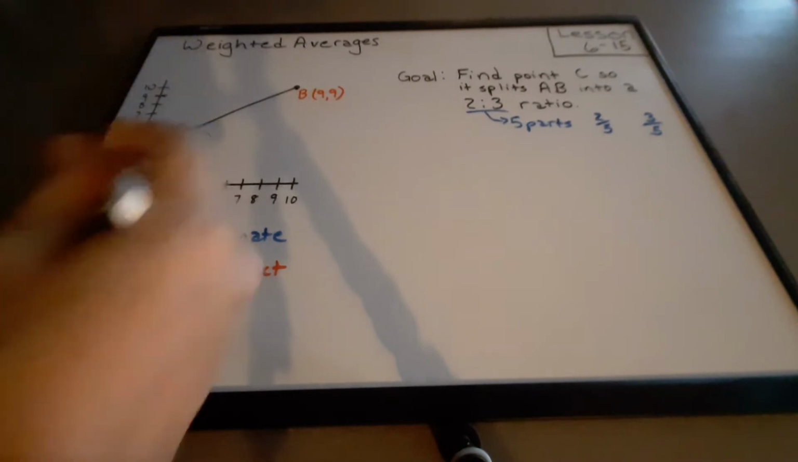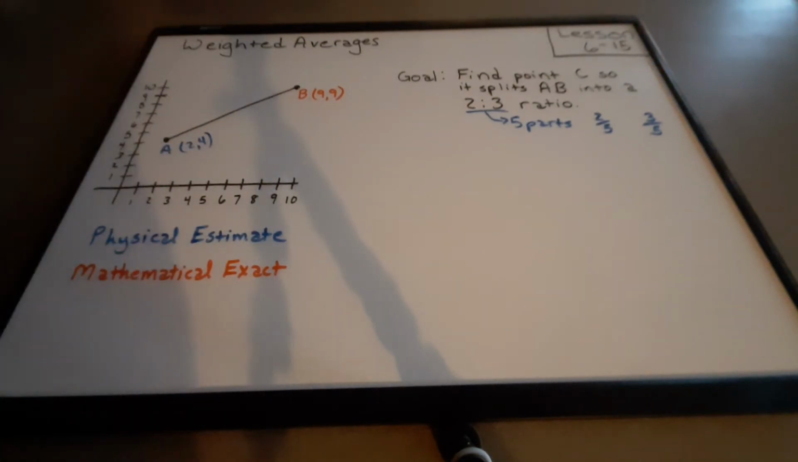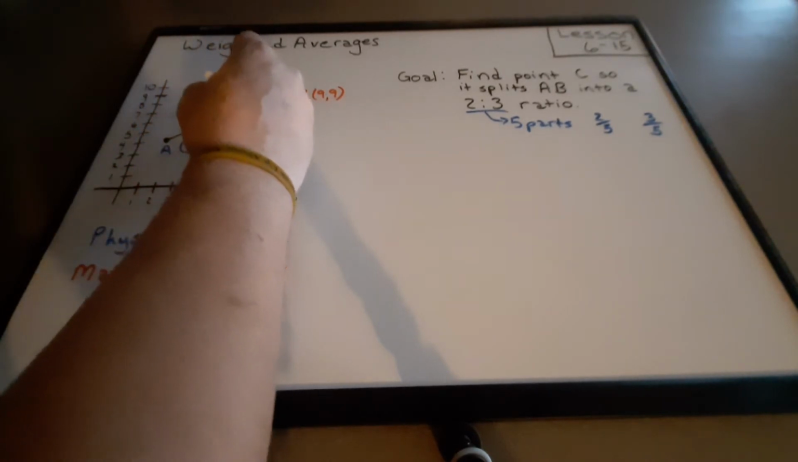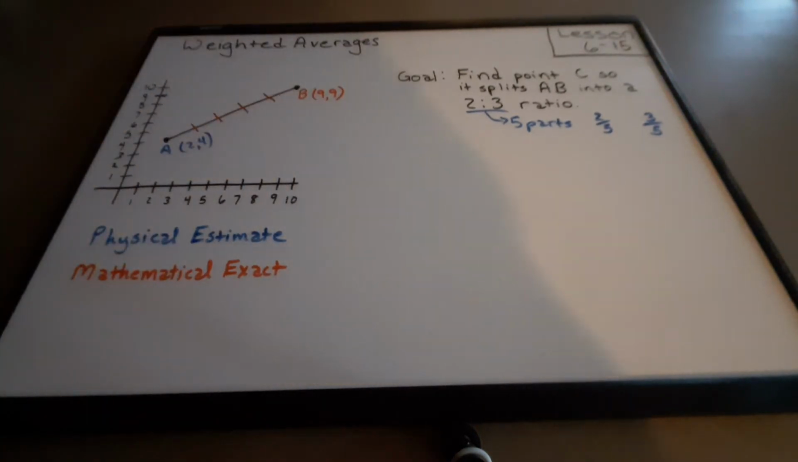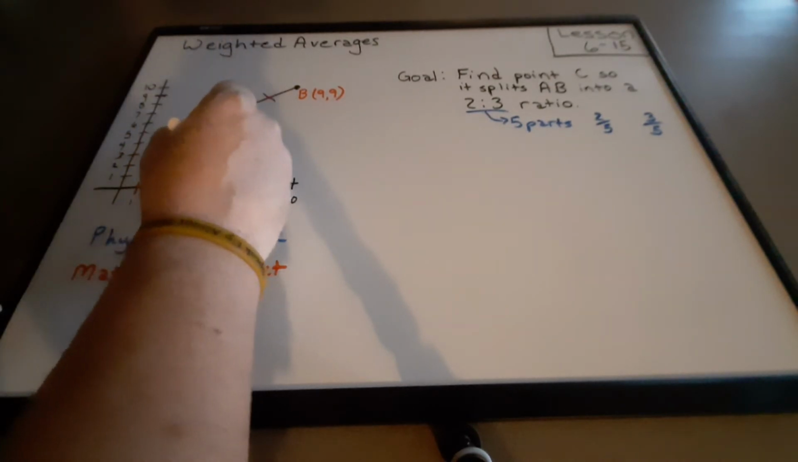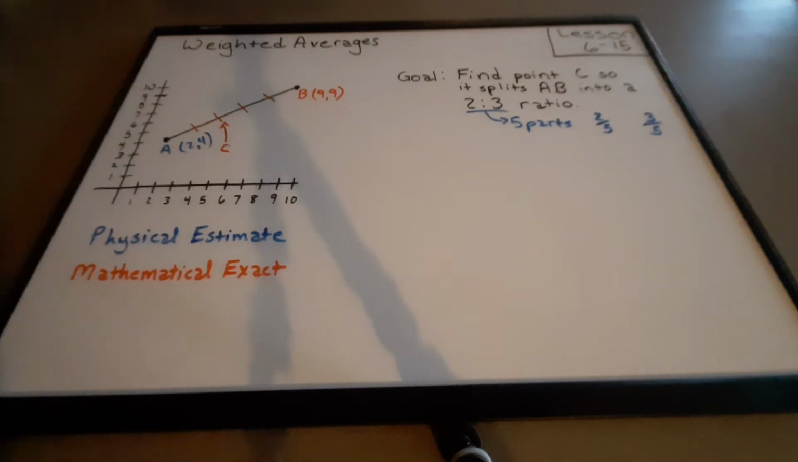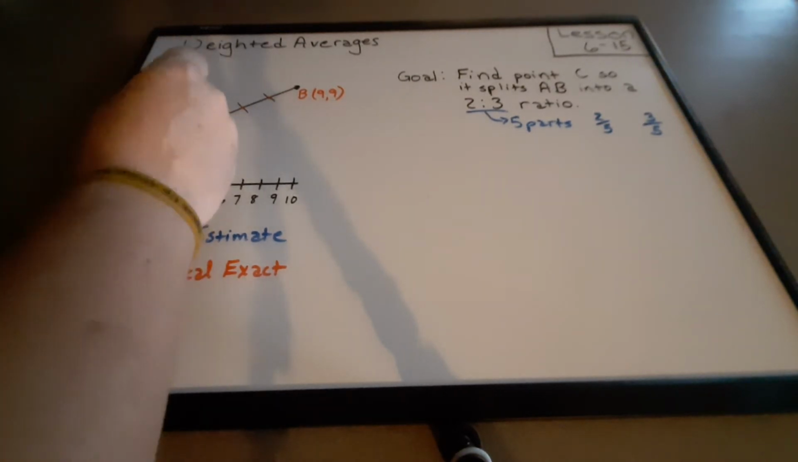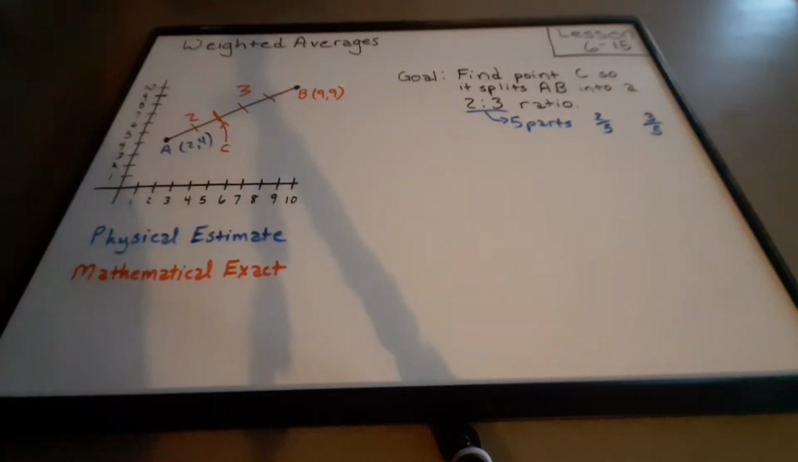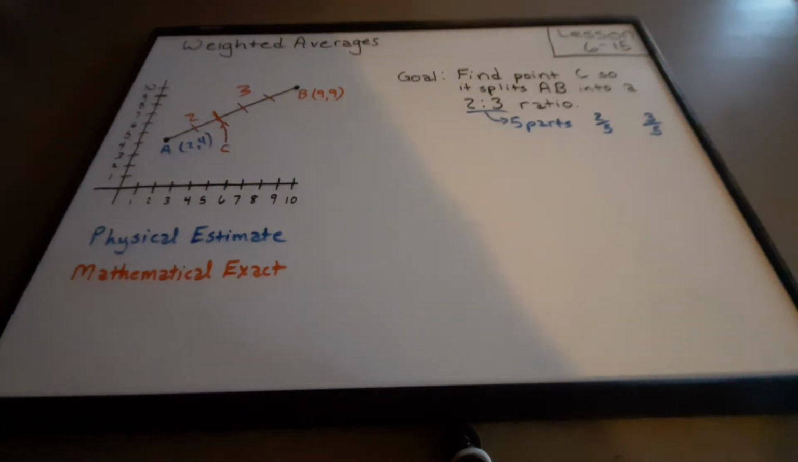So if we go over here and we just want to split this line into 5 parts, I'm going to need 4 lines to do that. So I just kind of split it, eyeballing it in 4 parts. So based off of that, my physical estimate would be right here. That's where we are thinking C will be located. And the reason for that is here are 2 parts on this side, and then we have our line and 3 parts over there.